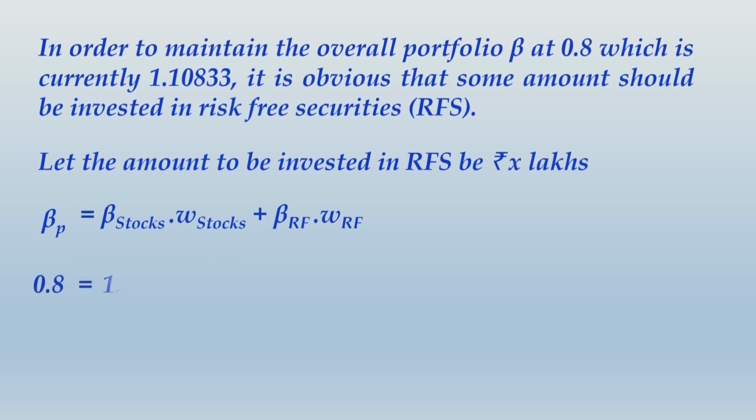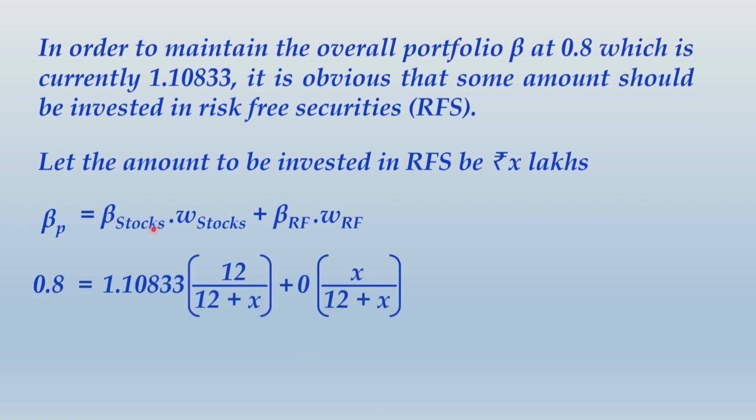So your portfolio beta has to be targeted to 0.8. Then beta of stocks we have already computed, the weighted average beta of those 4 securities is basically beta of stocks. Now what will be the weight of stocks? Total investment will be 12 plus X and investment in stock is 12. So 12 divided by 12 plus X will be the weight of stocks, and X divided by 12 plus X will be the weight of risk-free securities. The beta of risk-free securities is assumed to be 0 and beta of stocks we have already computed like this. As a result, when you solve this whole equation, you will be getting the value of X.